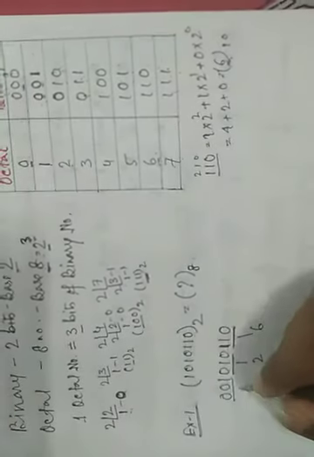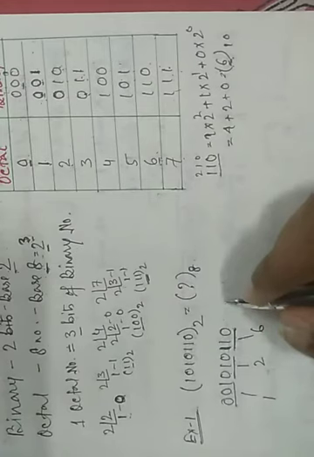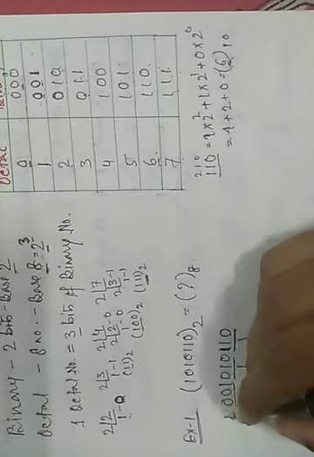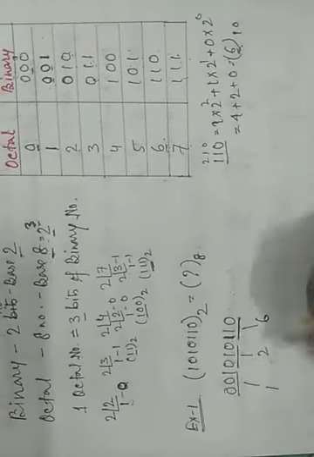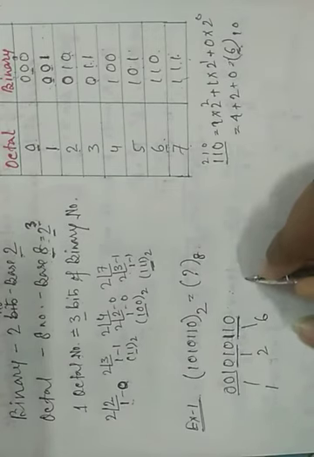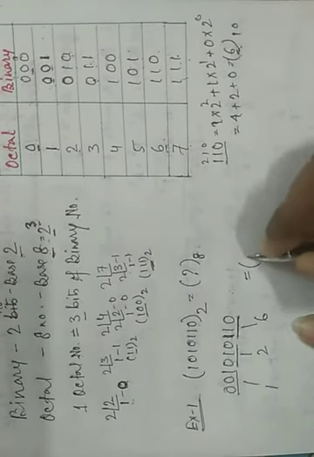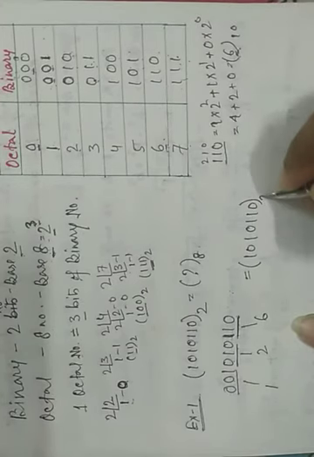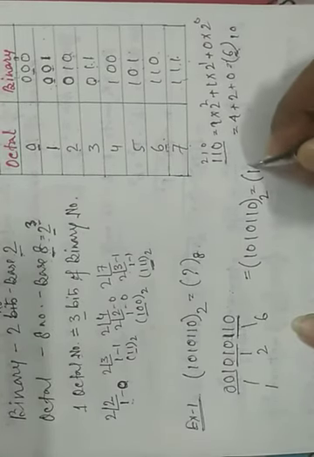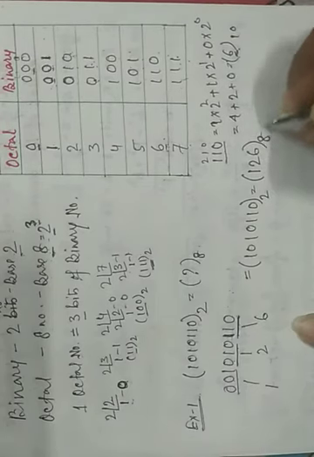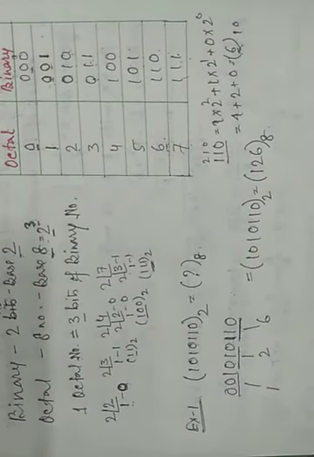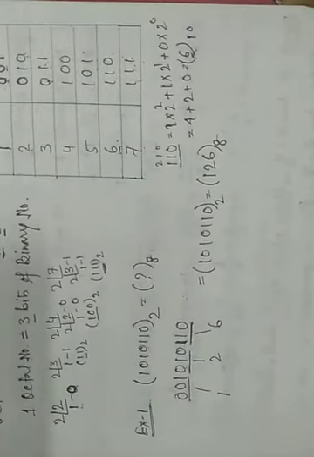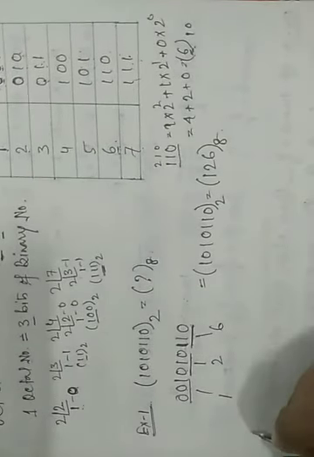001 means 1. So its equivalent value, we can write 1010110 in base 2 equals 126 in base 8. Okay, it's very easy. Now let us see another example.